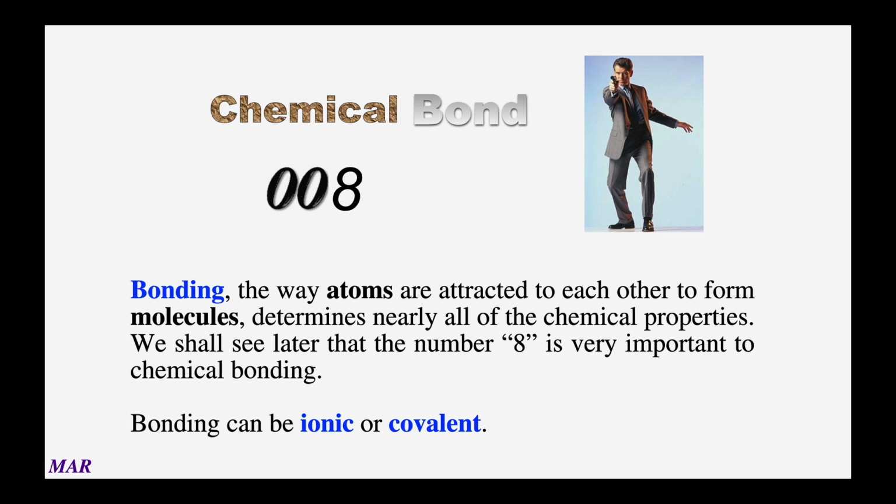So chemical bonds are super important, and there's really 2 types of chemical bonds, and those are called ionic and covalent. Ionic bonds are stronger, but covalent bonds are more flexible, and for life, both of those are really important.